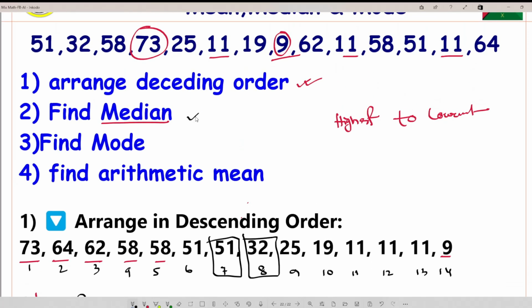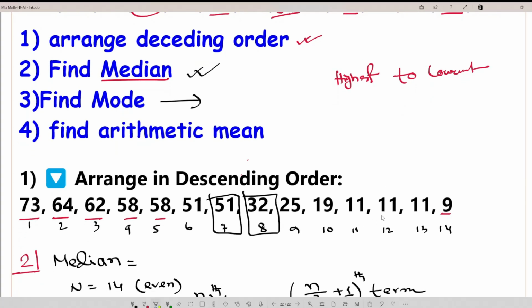Now we will find the mode. Mode we can easily find. Look, here is 60, 73, 64, 62. Here 52 occurs 2 times, 51 occurs 2 times, but 11 occurs 3 times. So 11 equals 3 times. It means highest frequency.